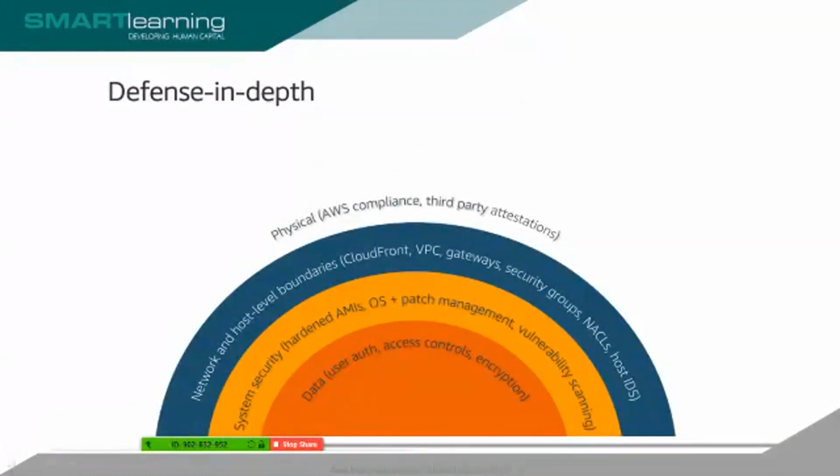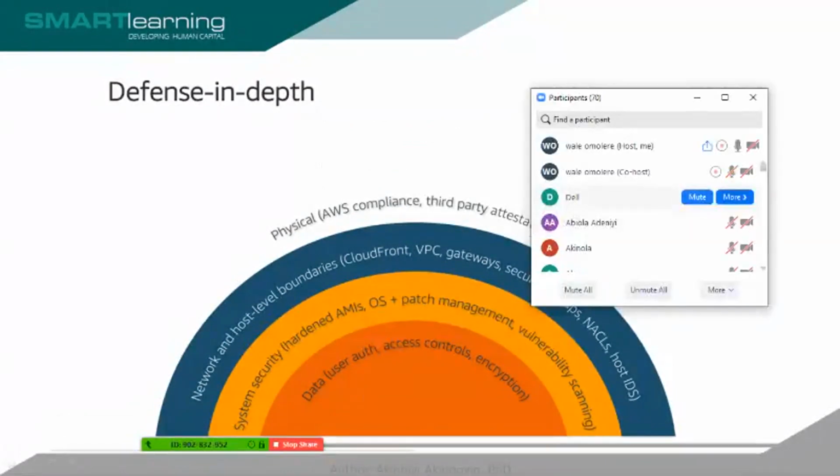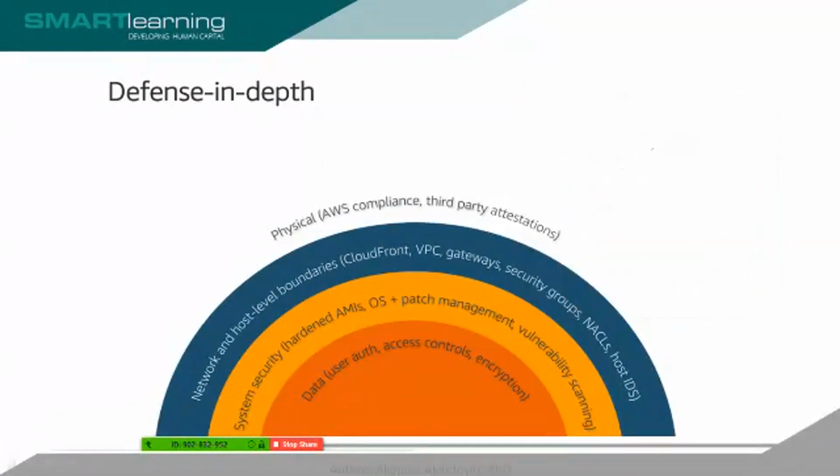So at the network and host level boundaries, that responsibility is on you. So you need to enable those security controls at the CloudFront level, VPC, gateway, security group, essentially, you have to be able to configure that correctly. Okay, NACLs, we're going to talk about all this later.